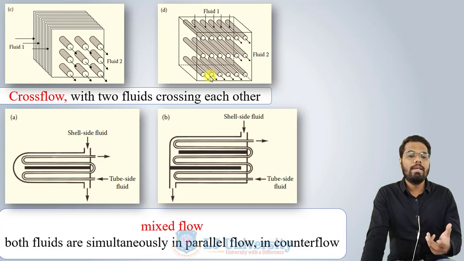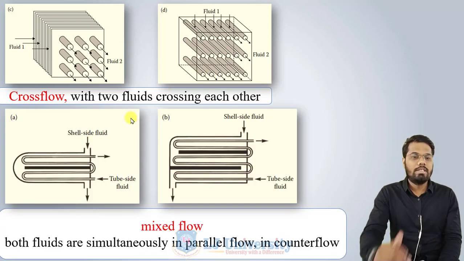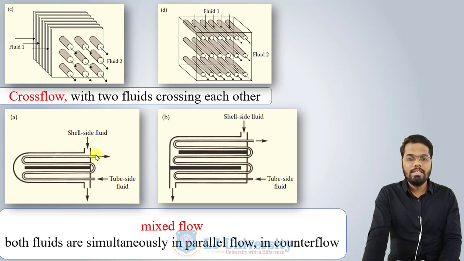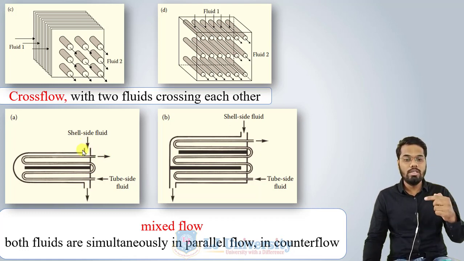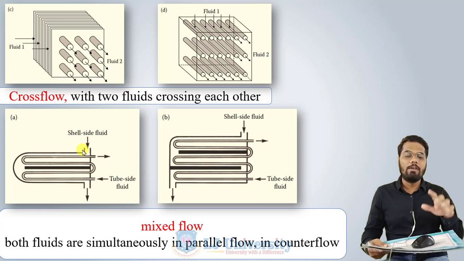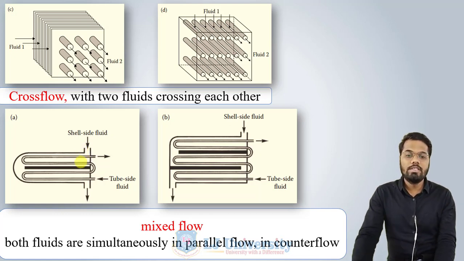The next one is the mixed flow pattern, which is generally seen in the shell and tube type heat exchanger. In a shell and tube type heat exchanger, one fluid flows through the shell, as you can see in this figure, and the other fluid flows through the pipe. So one fluid flows around the surface of the pipe in which the second fluid is flowing. So this is a mixed flow.